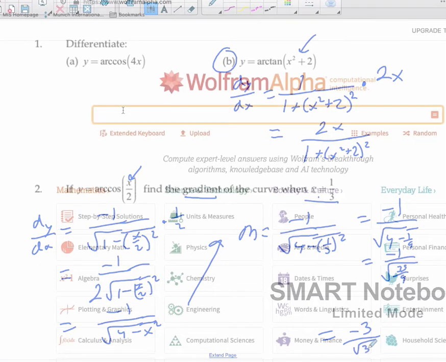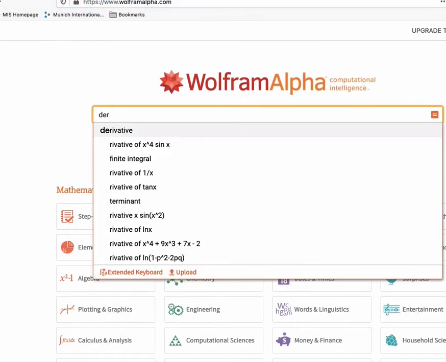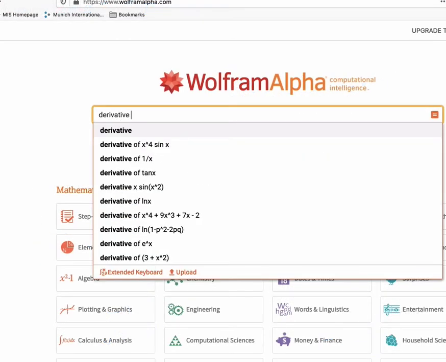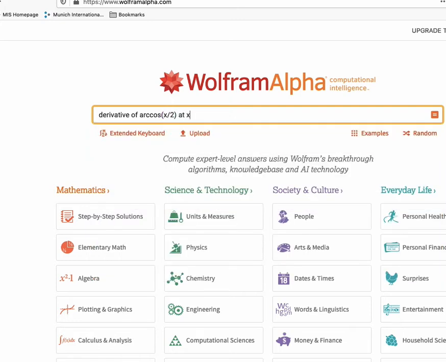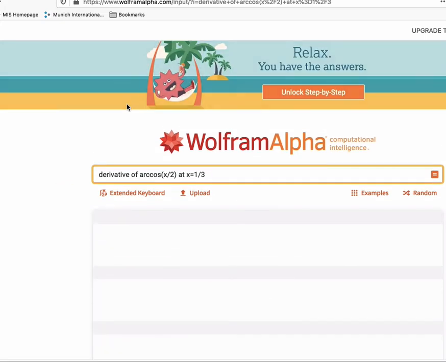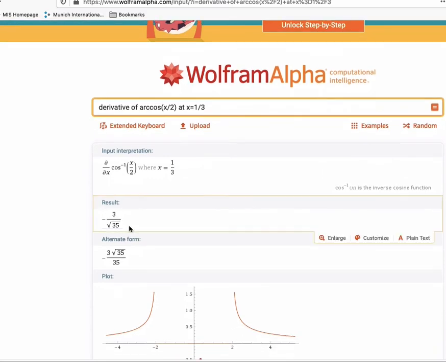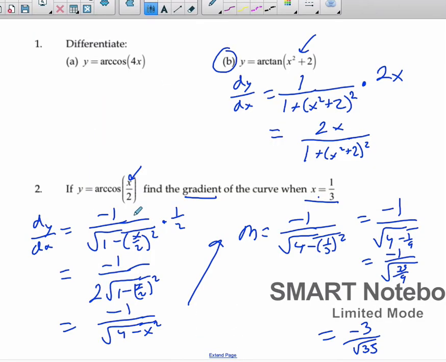So we're going to check our answer using Wolfram Alpha. You can type in the word derivative. It's very easy to use. Derivative of, and then your function is arc cosine x over 2. And then you can even say at x equals 1/3. And it'll do the calculation for you. Okay, it'll give you all kinds of information. There's the answer: negative 3 over root 35.